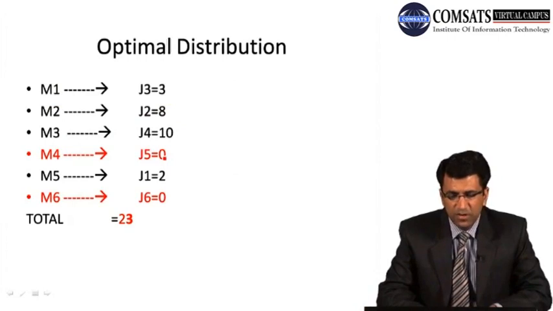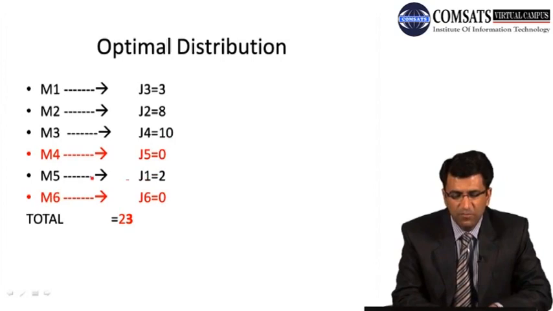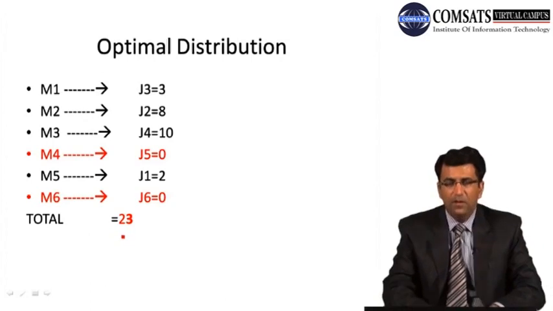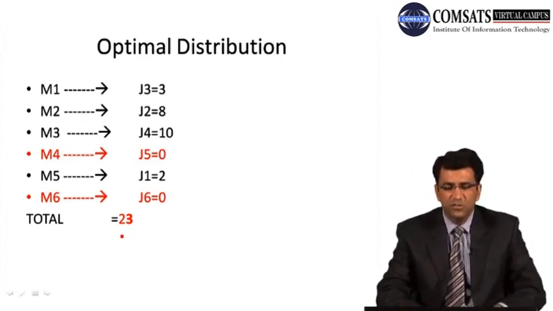So this will be our final assignment plan. We assign job 3 to machine 1. It will bear the cost of 3. If we refer back to the original matrix, if we assign job 2 to machine 2, it will have the cost of 8. Job 4 to M3 cost is 10. Job 5 to M4 cost is 0. Job J1 to M5 cost is 2. Job J6 to M6 cost will be 0, and the total cost of this particular assignment plan will be equal to 23. Now again class, this is the optimal solution.